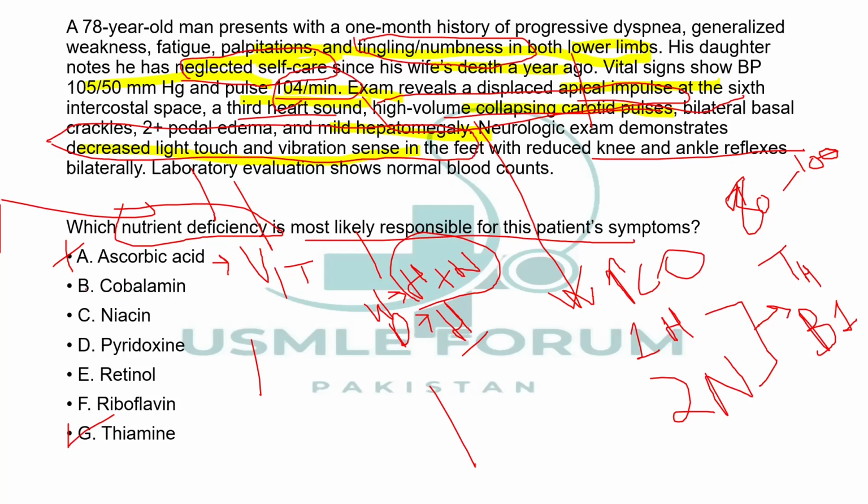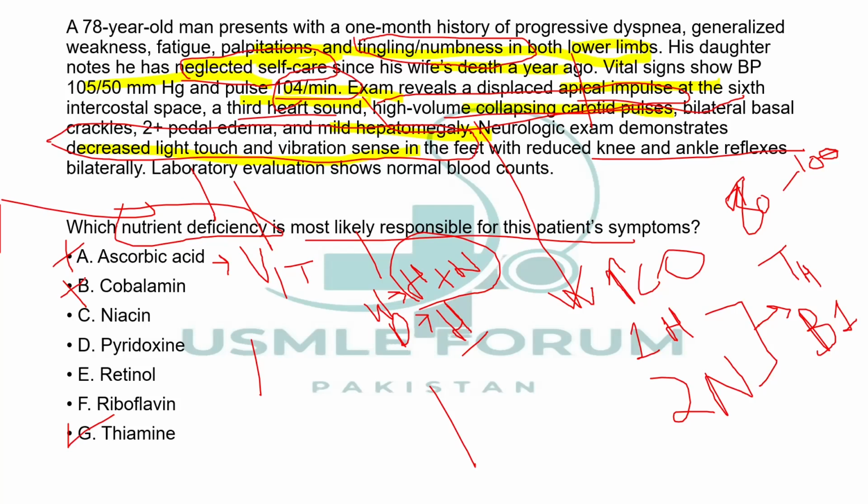Cobalamin is again the wrong answer because cobalamin is vitamin B12. Vitamin B12 classically causes megaloblastic anemia. It can cause subacute combined degeneration, which can present as decreased vibration sense. But the question is pushing you towards the direction of time. And again, there is no clue given. There's no discussion of pernicious anemia.